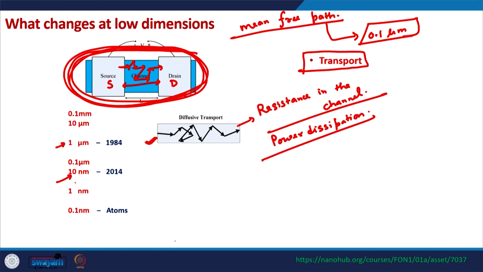So if the device size is less than 0.1 micrometer, let's say the device is around tens of nanometers, then what happens to the electron transport? So that is the first question that I would let you think on, and we will start with this question in the next class.